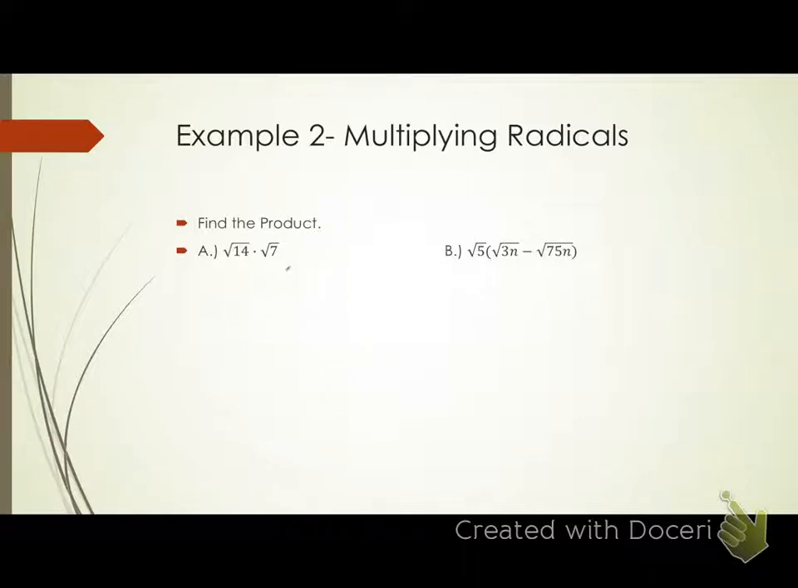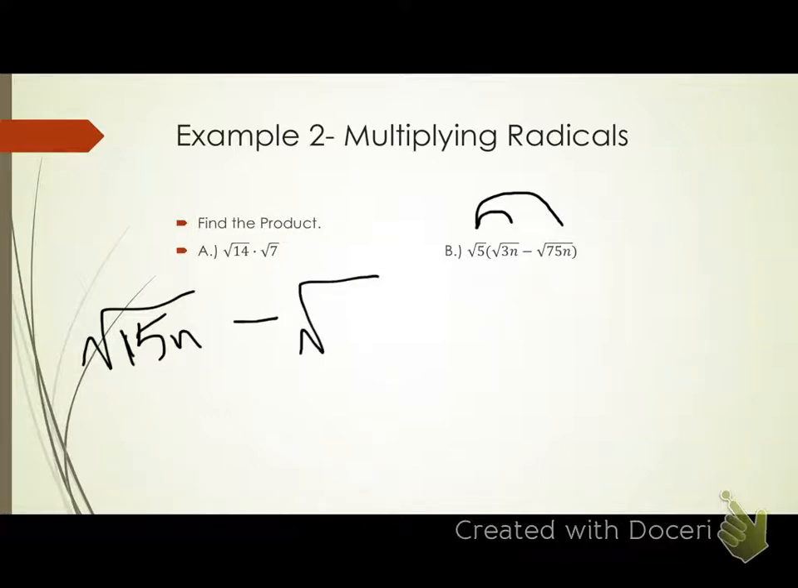Now let's look at letter B. We have the square root of 5 times the square root of 3n minus the square root of 75n. First thing I need to do is distribute my square root of 5 inside my set of parentheses. So the square root of 5 times the square root of 3n gives me the square root of 15n. Once again, just multiplying my radicands, the numbers under the radical. Minus square root of 5 times the square root of 75n gives me the square root of 375n.